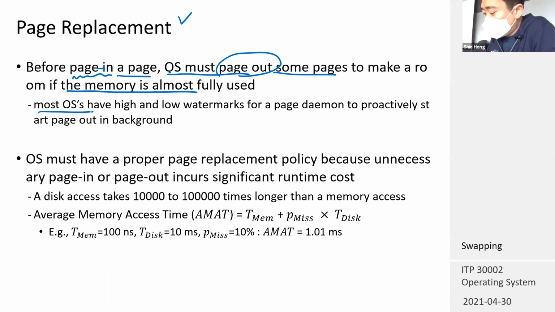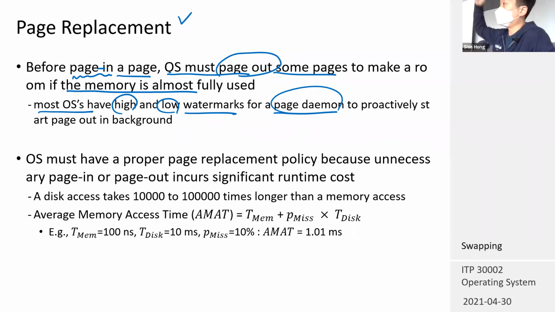So most OSes have high and low watermarks for the page daemon. The system usually runs a page daemon. You can think of it as a kind of small thread inside of the kernel that monitors the use of memory, and if the use of memory exceeds some boundary, then what? This daemon starts to do the page out, so that it makes some room in the main memory. So it happens in the background.